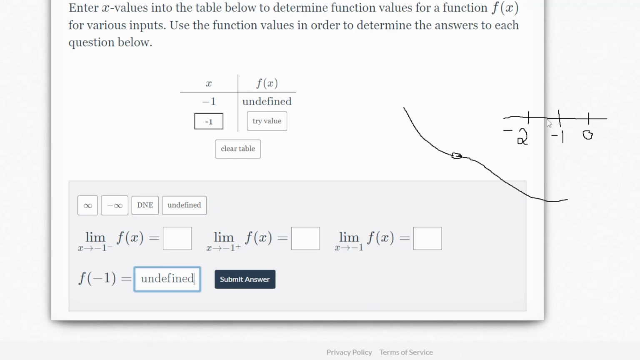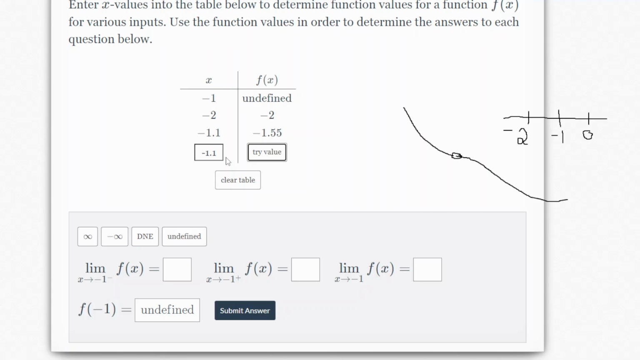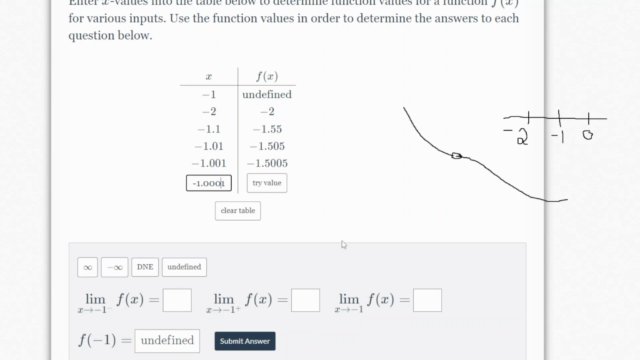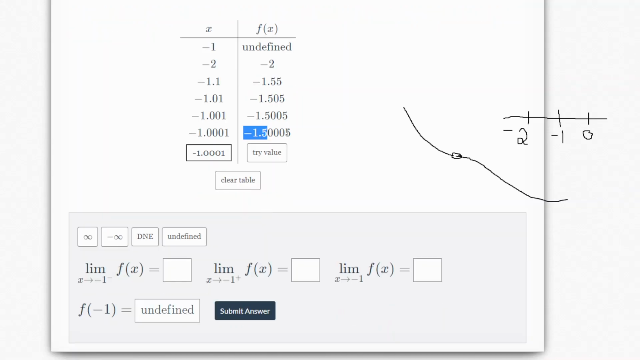But then let's try some numbers to the left of negative 1. Be careful with negative. So negative 1 would be getting more negative. So I could actually try negative 2 would be to the left. And I get negative 2. Now let's start getting closer to negative 1. So I could do negative 1.1. I could do negative 1.01. So I'm starting to get closer and closer to negative 1. Add in another 0. And maybe another 0. But I can see that really I'm just approaching negative 1.5. This is going to keep adding more and more zeros. So I'll put that for my left limit.